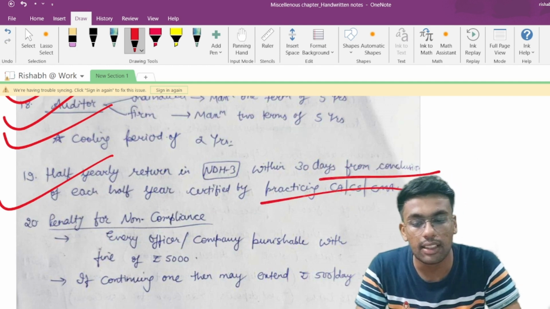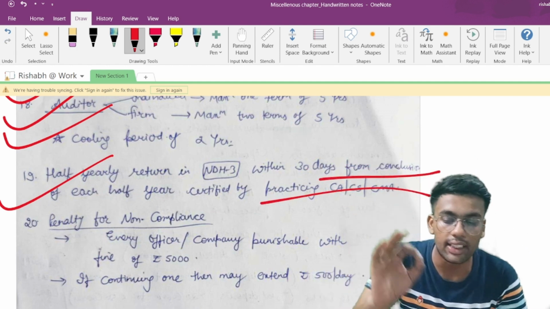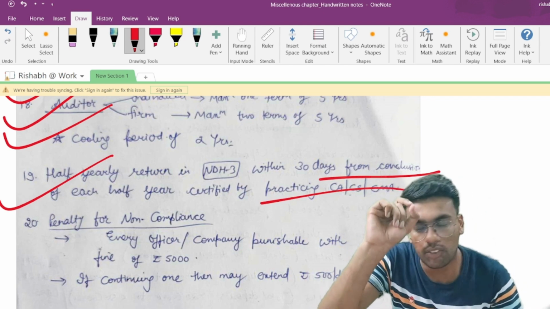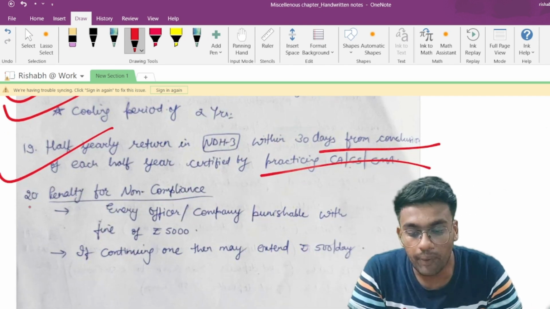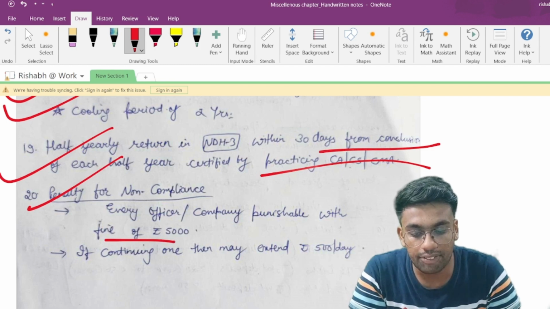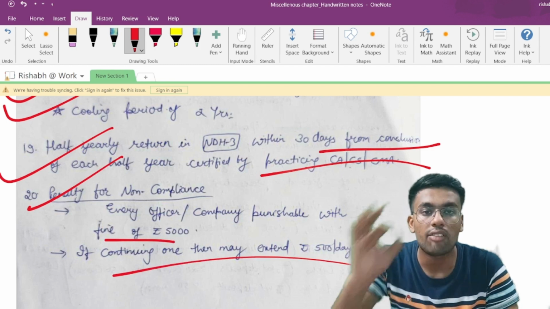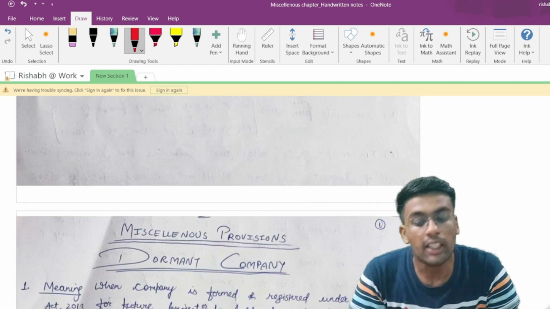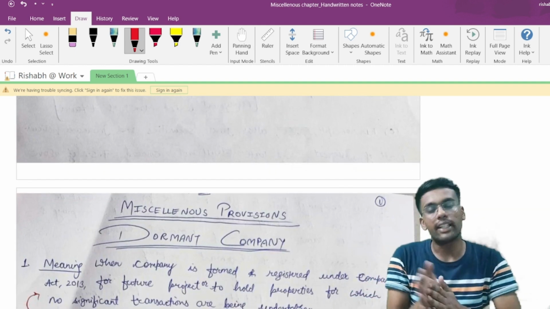मतलब 30 days के अंदर you have to file half yearly returns from the end of 6 months of the financial year. Now, penalty for non-compliance, punishable with 5,000 rupees. If it is a continuing one, then 500 rupees per day ka penalty लगेगा. So that was about your Nidhi Company related provisions.